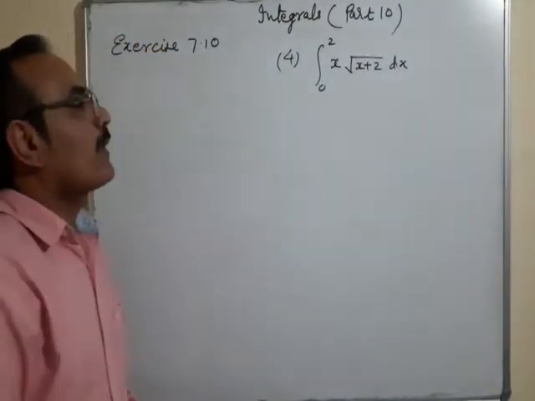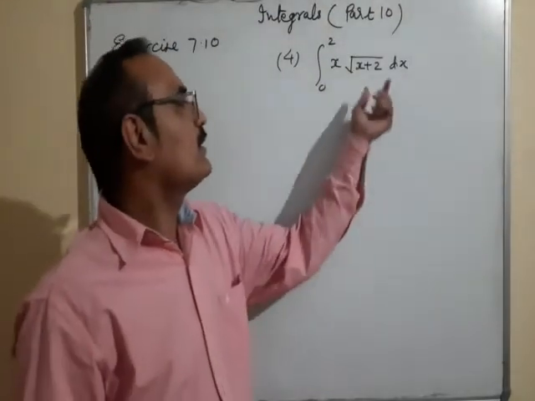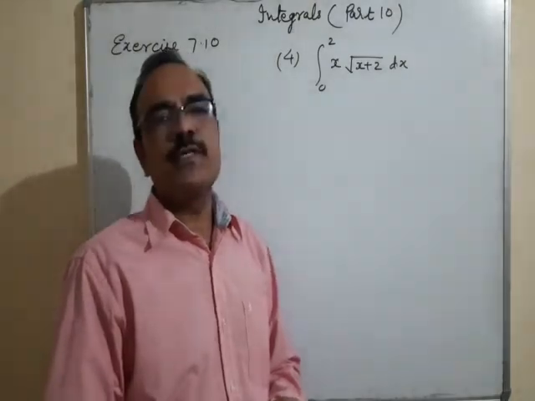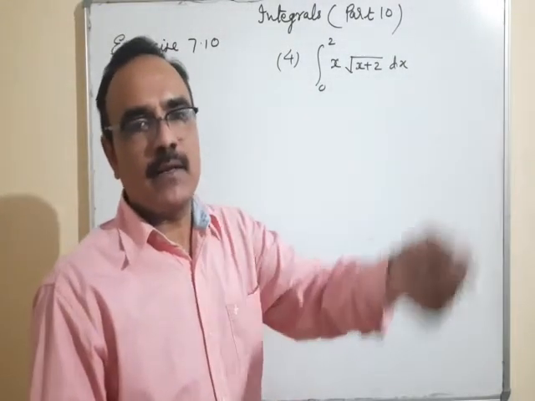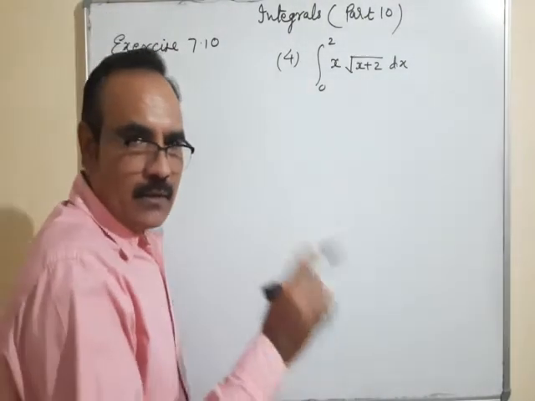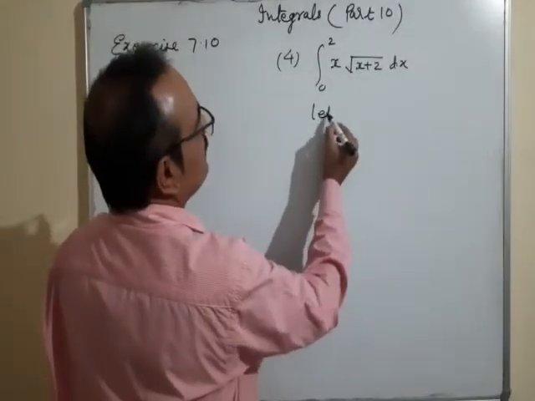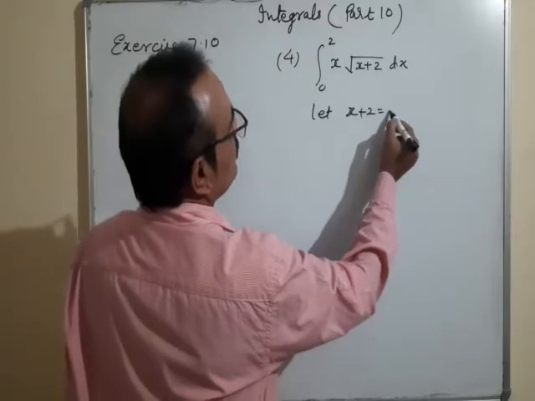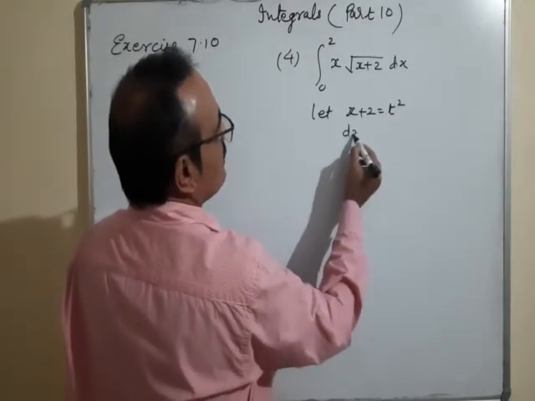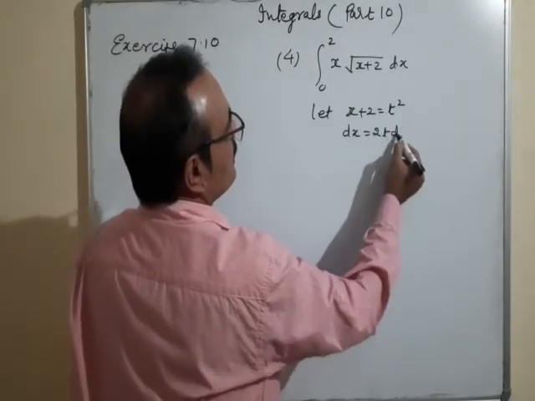Okay. In this question, it's a very special question. I'll consider let x plus 2 is equal to t square, so that this t will come out from the root and it remains t only. Let x plus 2 is equal to t square. So dx is equal to 2t dt.